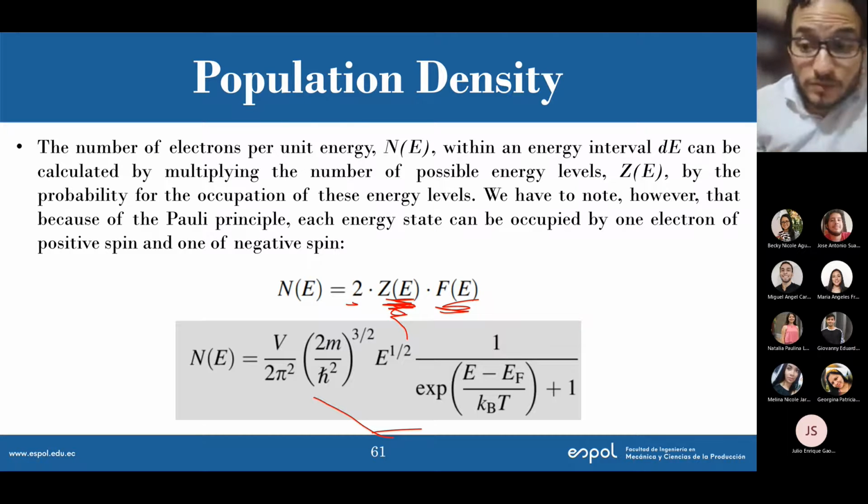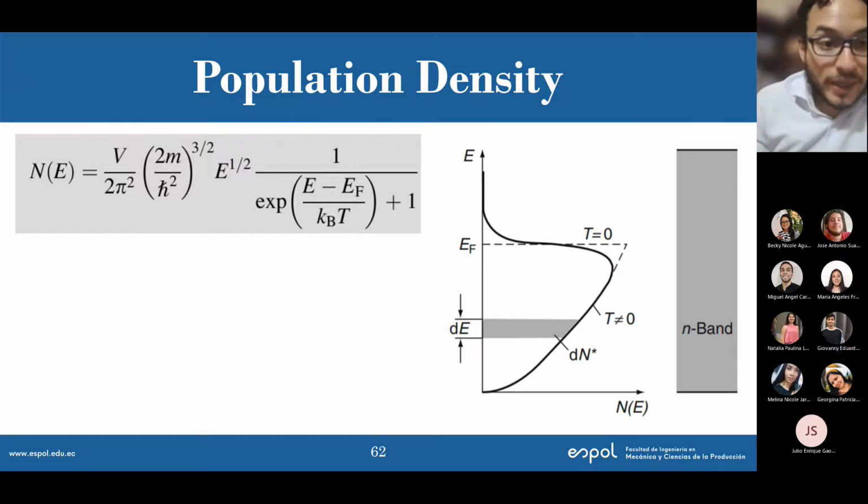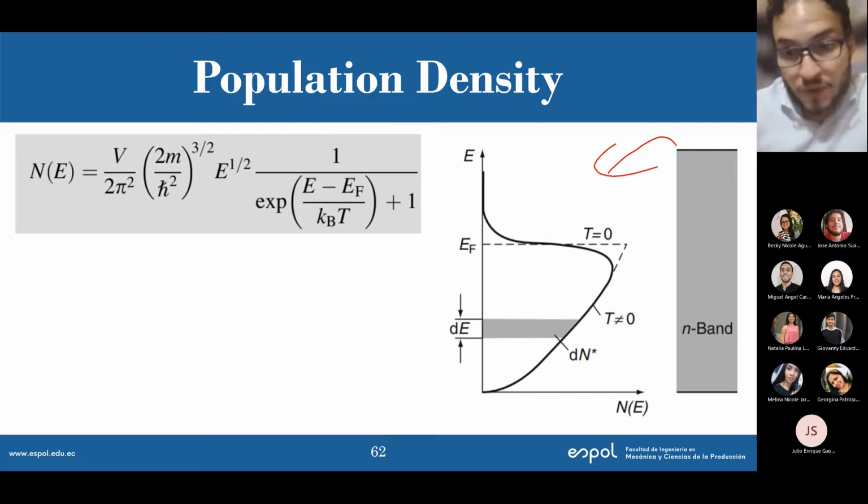I can plot this, definitely. So what does this mean now? It's the number of electrons per unit energy. So we can call it the electron population density. Basically, how many electrons I have within an energy level. I can plot this equation, and I'm gonna get something like this. You can plot it on your own computer, and you will get it.